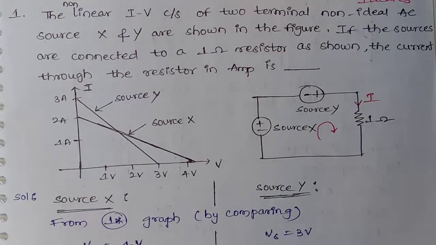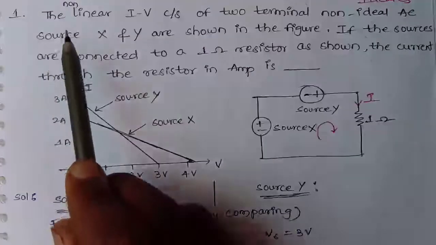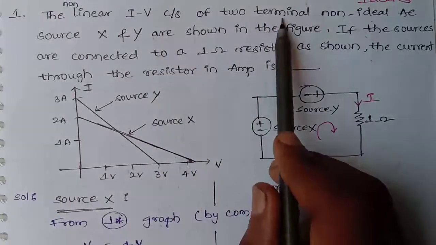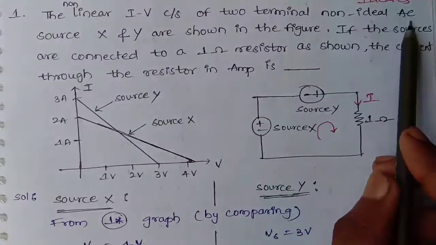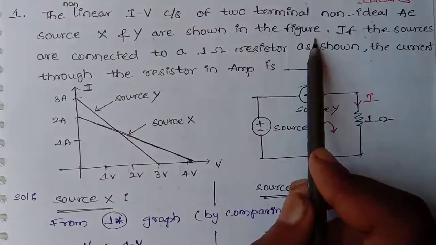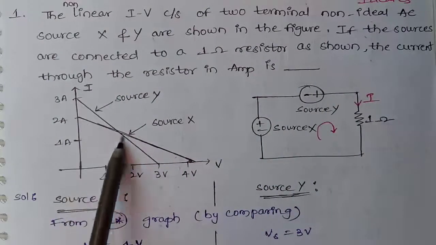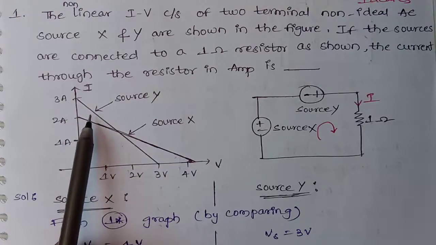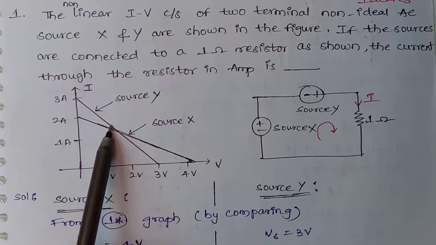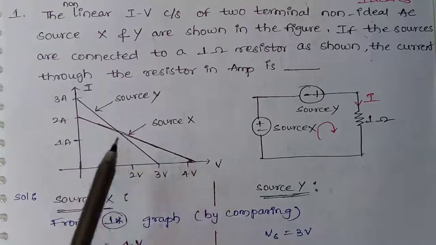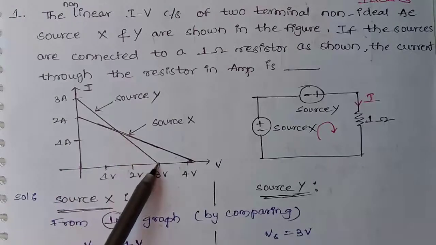Now we will be solving two questions on the sources concept. Look at the first question. The non-linear IV characteristics of two terminal non-ideal sources X and Y are shown in the figure. These are the characteristics of non-ideal sources, which are non-linear characteristics. This is the characteristics of source X and this is the characteristics of source Y.